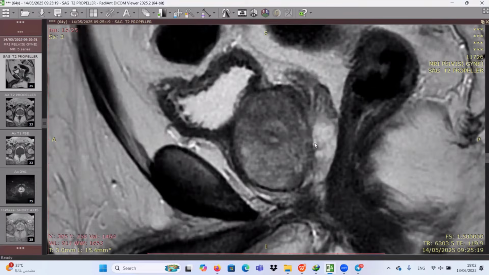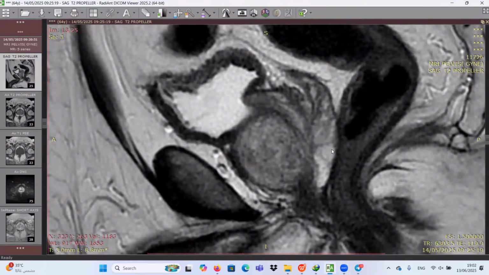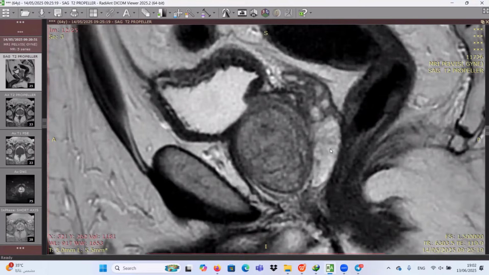Let's review some important remarks in the sagittal plane. This is the urethra, and this is the urinary bladder, and these are the seminal vesicles.